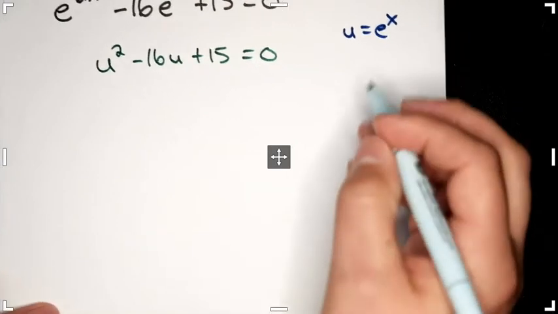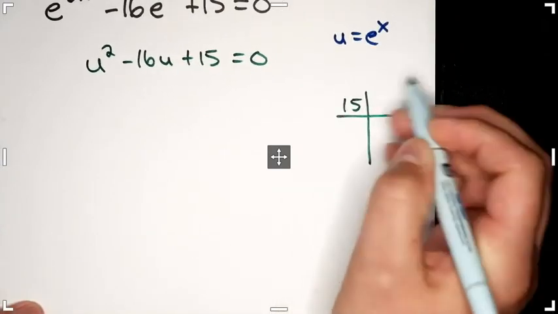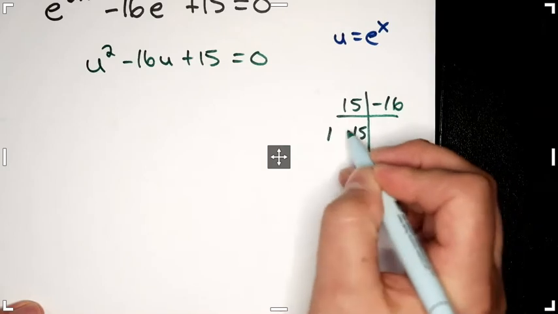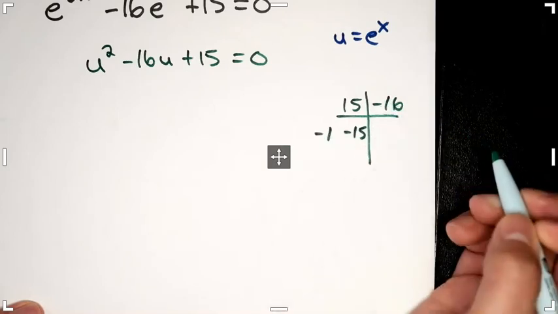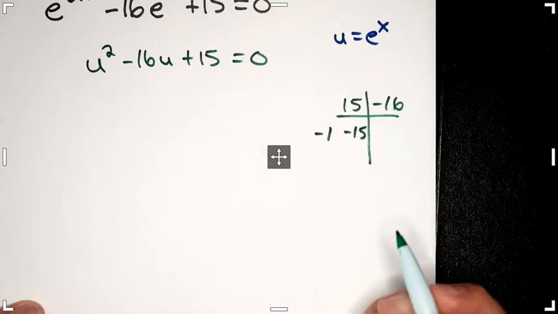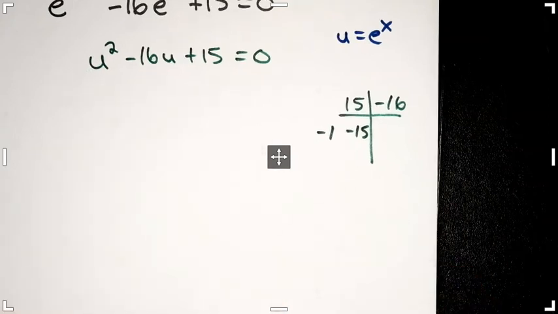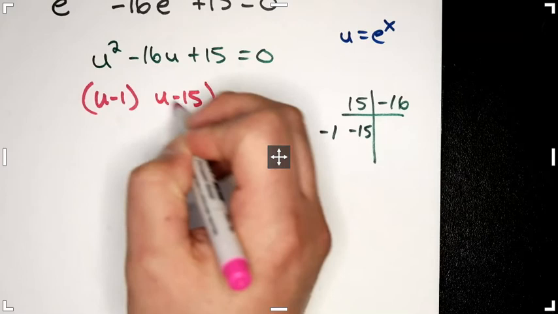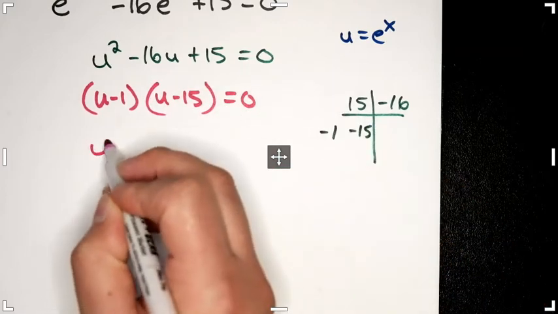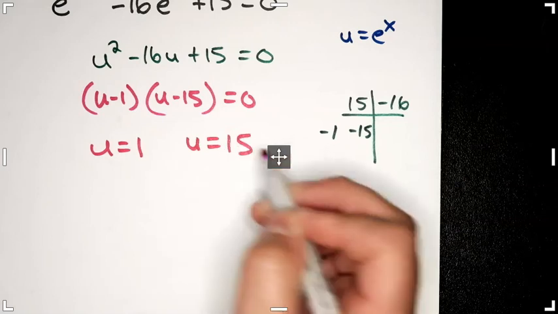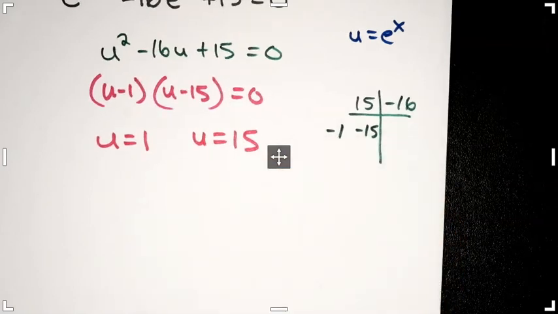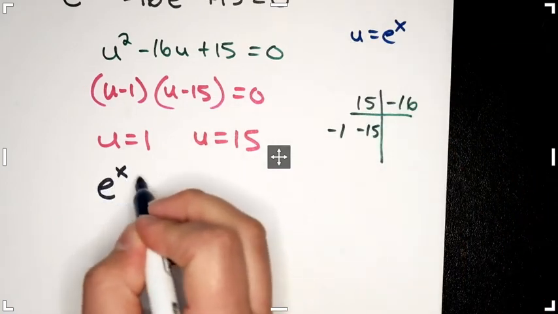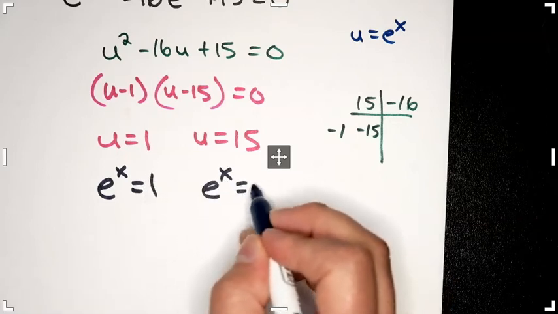Let's see if we can factor that. I want factors of 15 that add up to the middle term, negative 16. I'm thinking 1 times 15 gives me 15, and then make them both negative, and we'll get negative 16 there. The leading coefficient is 1, so I can take the shortcut here. And when I do, I'm going to get u minus 1 times u minus 15. That equals 0. So u is equal to 1, and u is equal to 15. Remember, that is not our answer. We need to go back and put e to the x in for u, and I get e to the x is equal to 1, and e to the x is equal to 15.